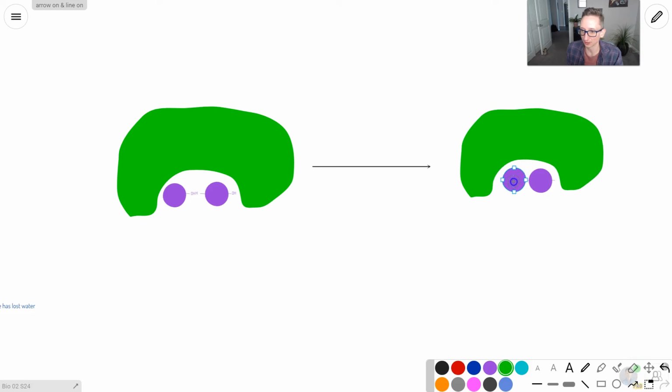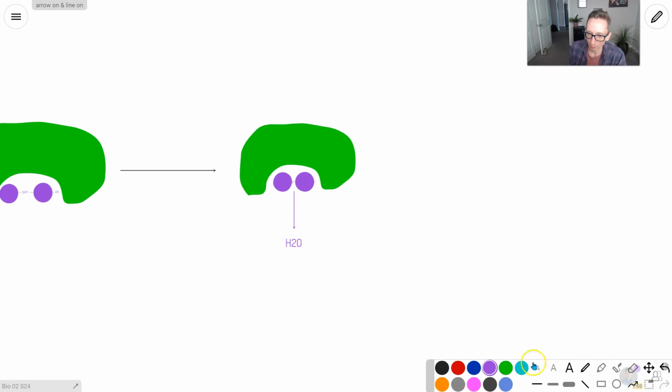Should have just made these two circles. So now these are just these two circles, and we're going to lose. What are we going to lose here? We're going to lose that water. So that water is going to come out. That H2O is going to come out. Right. And then our product of this reaction. So then we will have our product of the reaction, which is these two circles. Our two monomers are fused together. Like so.